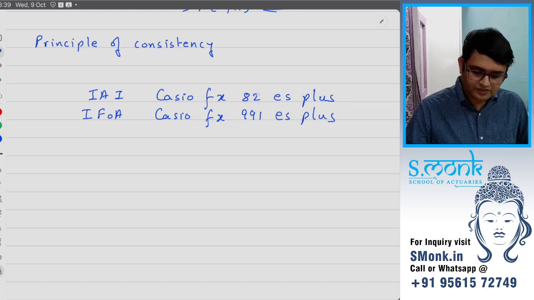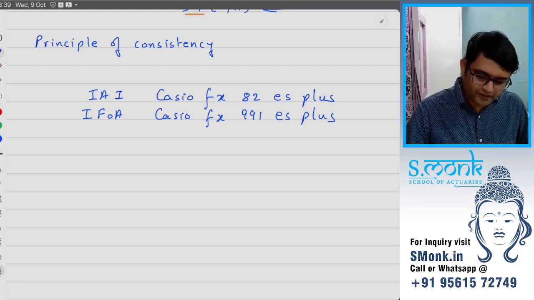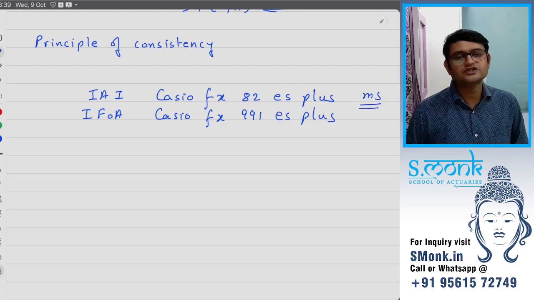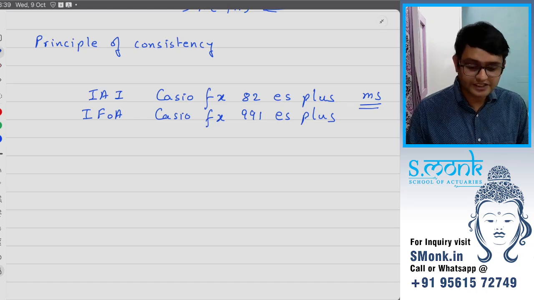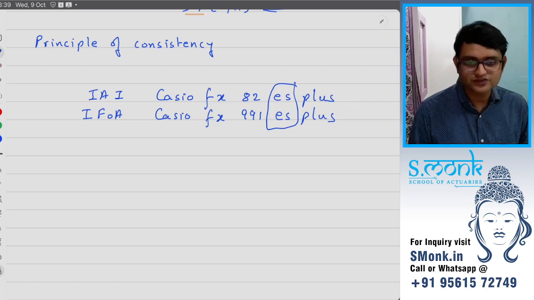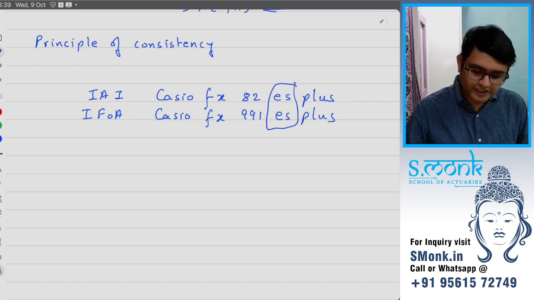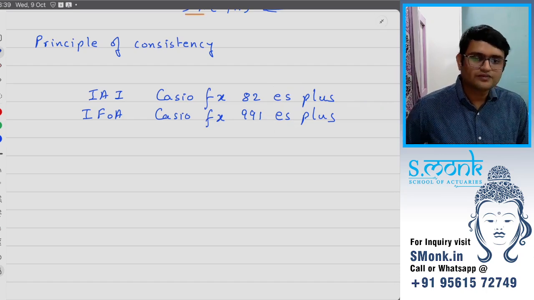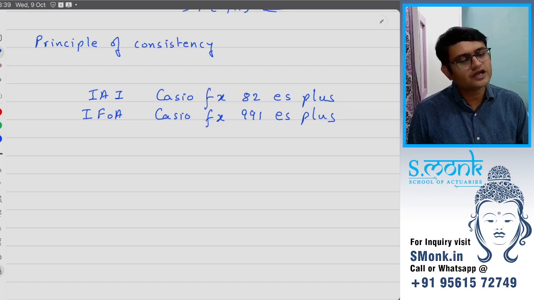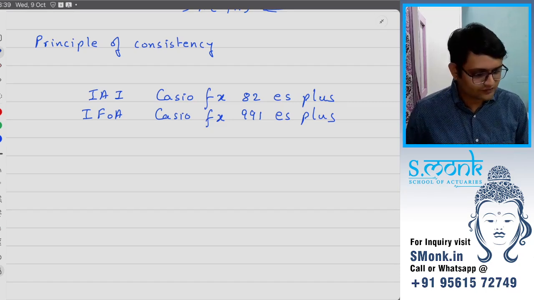Okay, now make sure that you are buying the ES version and not the MS version. There is an MS version. There are certain functions in ES that are not present in MS. We require those functions. So make sure that you buy the ES version. And throughout the course, I will be teaching you how to use that calculator. So even if you have never used a scientific calculator, no problem, I'll be teaching you everything.